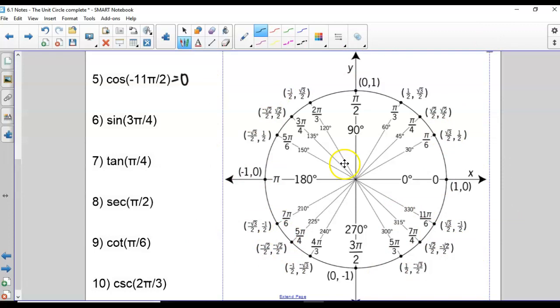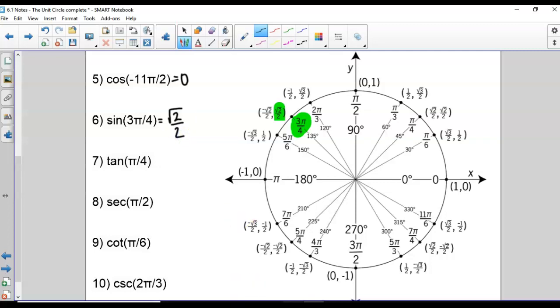Okay, it's right here. Can you see this? 3 pi over 4 is right here. And we're asked for sine, which is our y coordinate. So at 3 pi over 4, the y coordinate is square root of 2 over 2. So we'll have square root of 2 over 2.